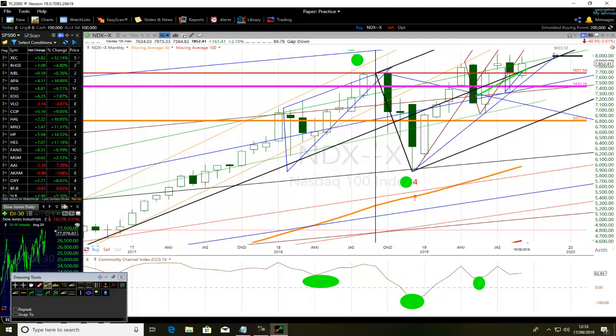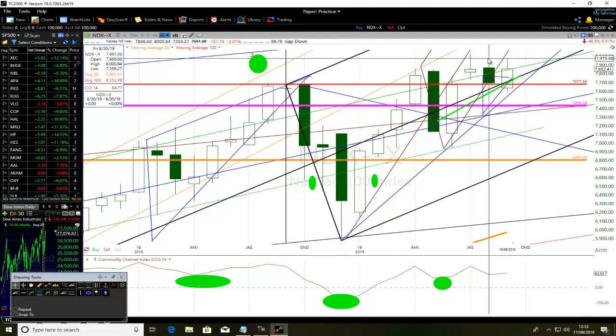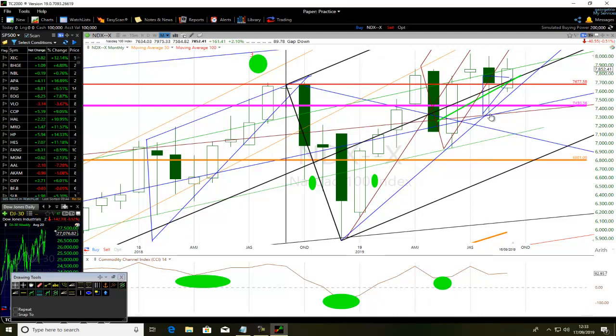I'm going to draw it like this. You do the same thing on your chart, connecting this low here of December 2018, connected to this low of August 2019. Just leave it there. That trend line is a very, very important trend line right now.